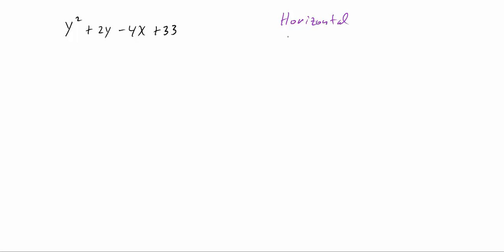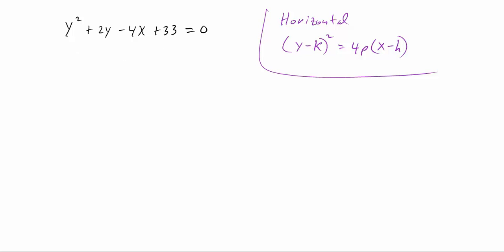horizontal, which means it's going to fit the form of y minus k squared equals 4p times x minus h. Okay, so now how can we get this to look like y minus k squared? Well, the first step we want to use over here is we want to get our y terms on the left side by themselves. And of course this here should be equal to 0.